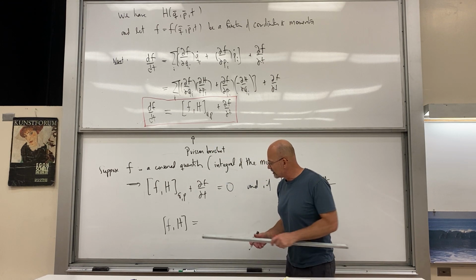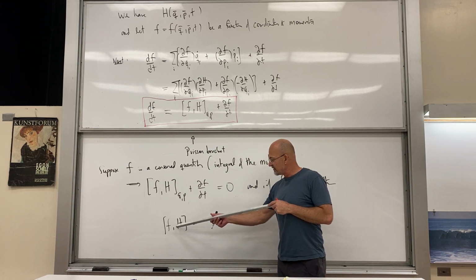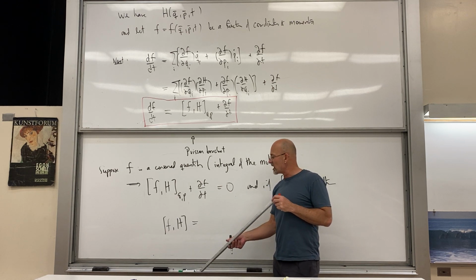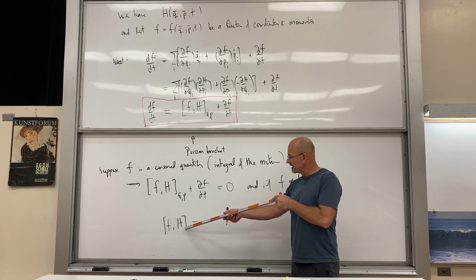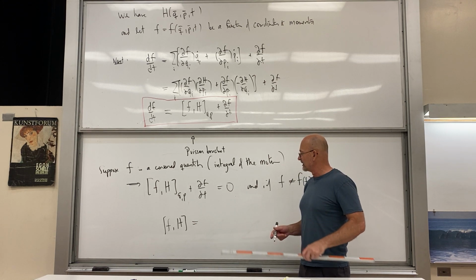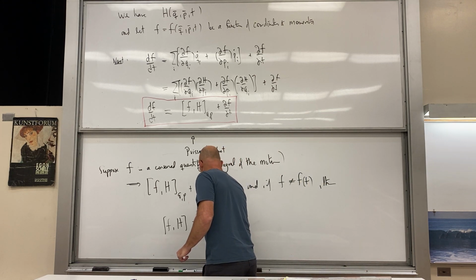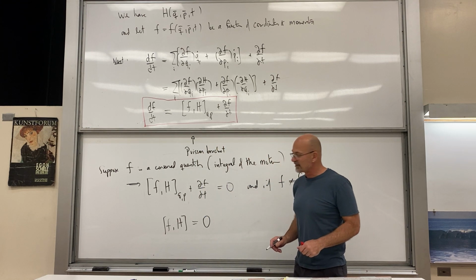So this is a way to find and evaluate conserved quantities. If the Poisson bracket with the Hamiltonian vanishes, then you have a conserved quantity.